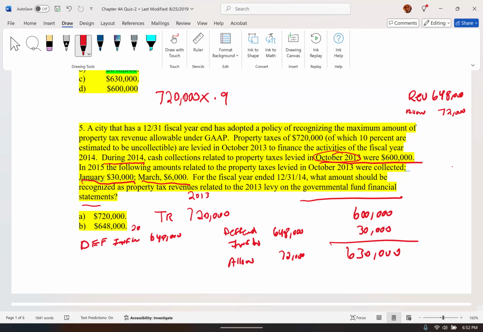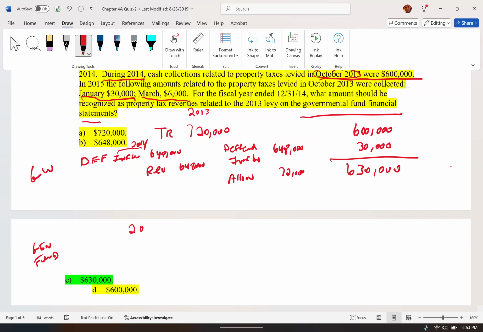So in 2014, we would go ahead, and I'm not worrying about cash here. We would debit deferred inflow for just the 600,000, because now we know that we got that within the 60 days, correct? The revenue is 600,000, and that's 2014 revenue.